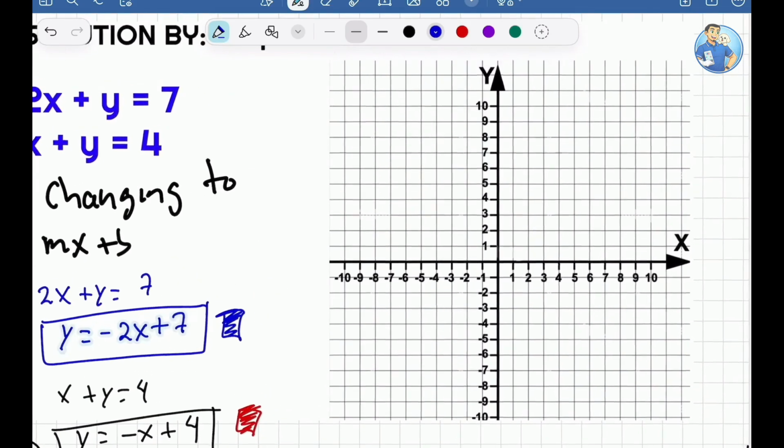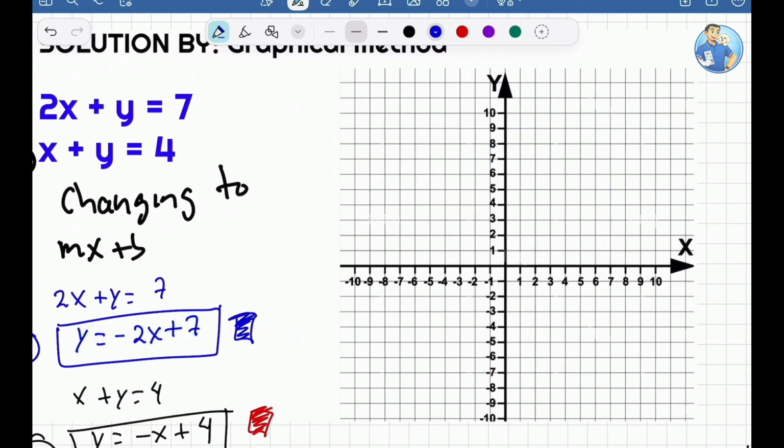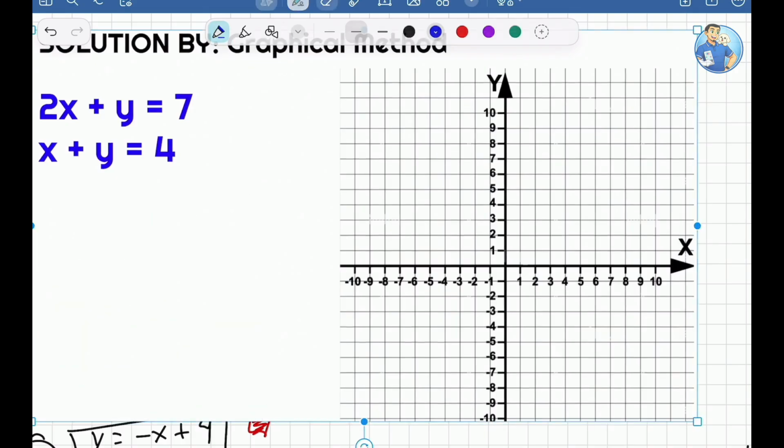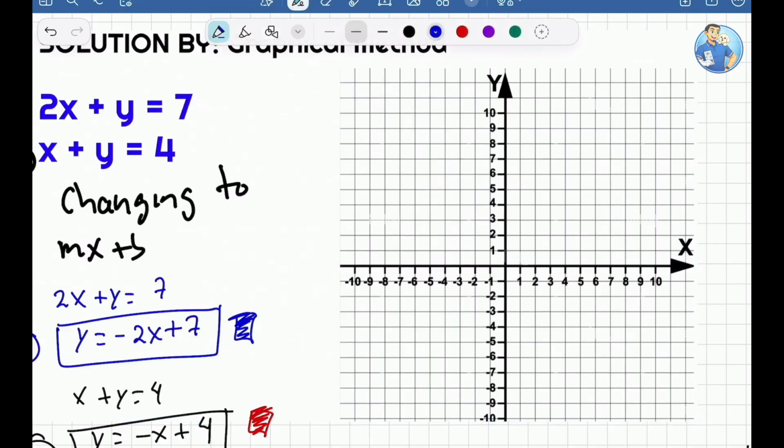So for me it's easier, if we want to draw the line, to identify the y-intercept. In this case, this is 7. Do you remember? If we remember this one, this is the y-intercept. So we can say 7 is here. Then we have two options.